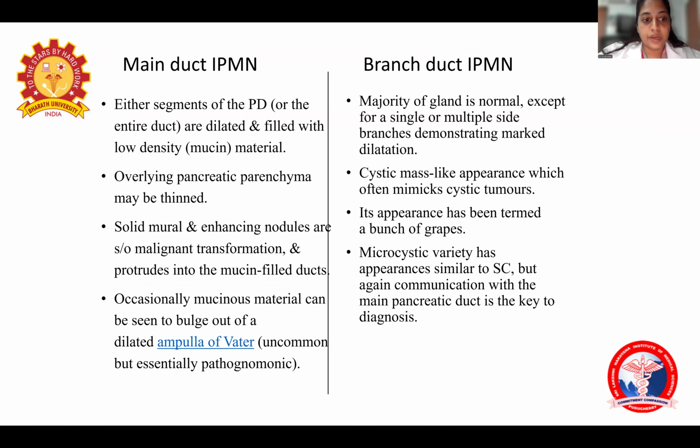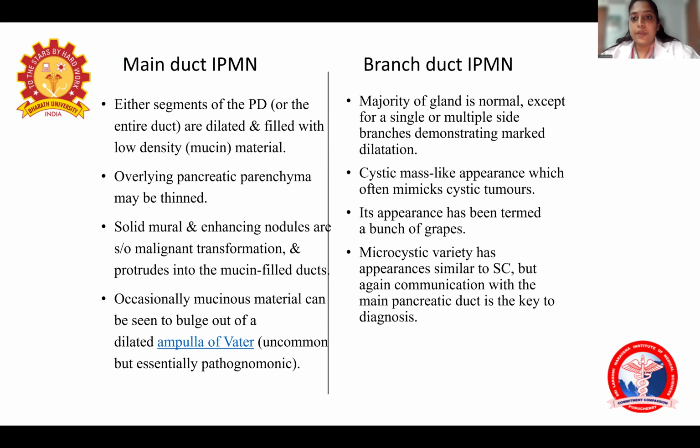I've just made a chart so that you can understand the difference between the main duct and the branch duct. Coming to the main duct, either segments of the pancreatic duct or the entire duct is dilated. Okay. It is filled with low density mucin material. Overlying pancreatic parenchyma may be thinned. Solid mural or enhancing nodules that protrude into the mucin filled ducts are suggestive of malignant transformation. Occasionally, mucinous material can be seen to bulge out of the dilated ampulla of Vater. However, this is a very uncommon thing, but it is pathognomonic of a main duct IPMN.